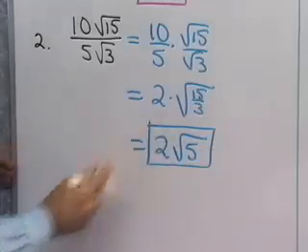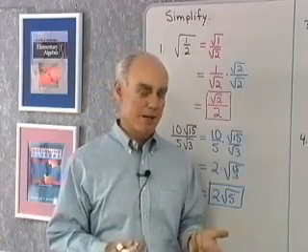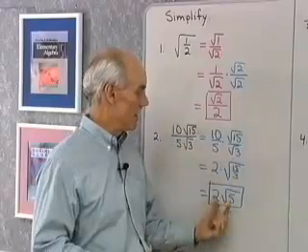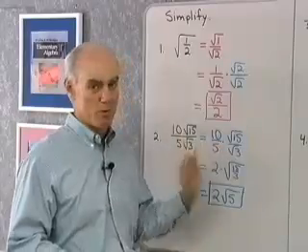So I can multiply and divide numbers that are outside the radical, and I can multiply and divide numbers that are inside the radical. Sometimes it's convenient to go backwards like this and simplify rather than trying to rationalize that denominator. But the other way works also.